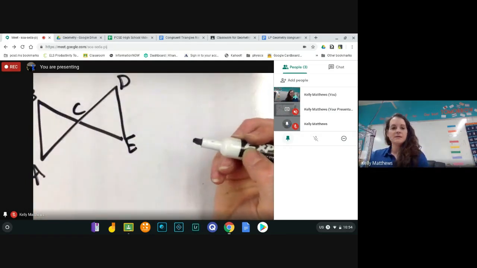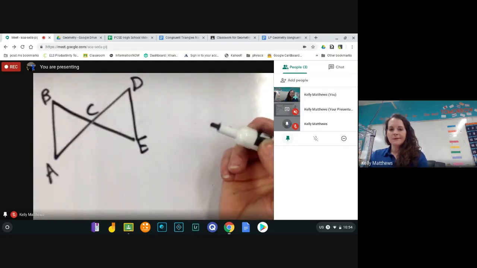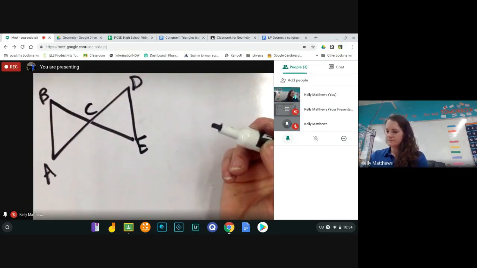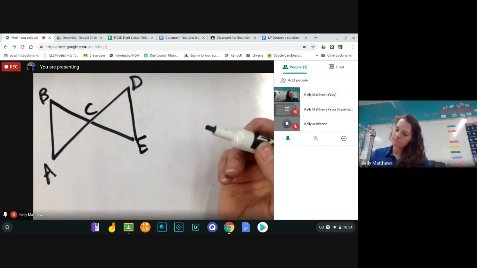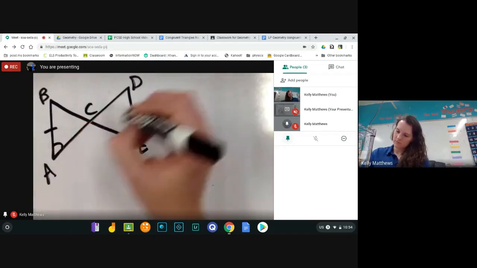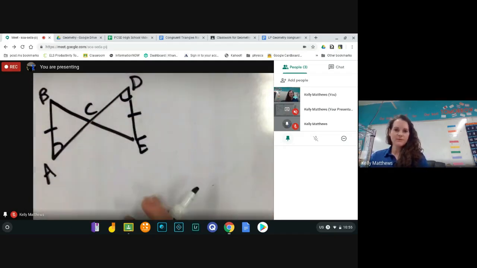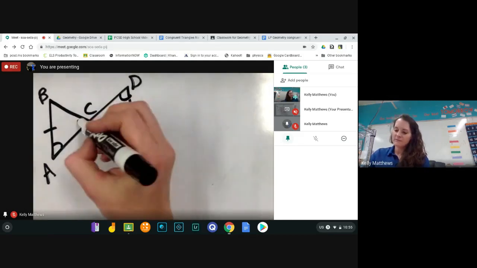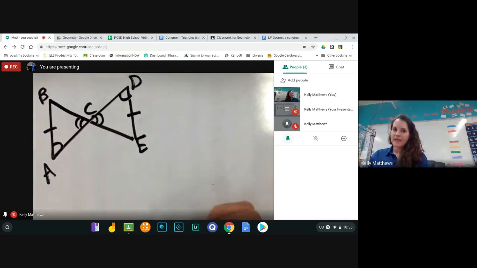All right, so let's see, we would need some information. Say that we were told that much is true. We got to know something else or we can't do this. Hopefully we see the vertical angle. And so what test says that these are congruent?